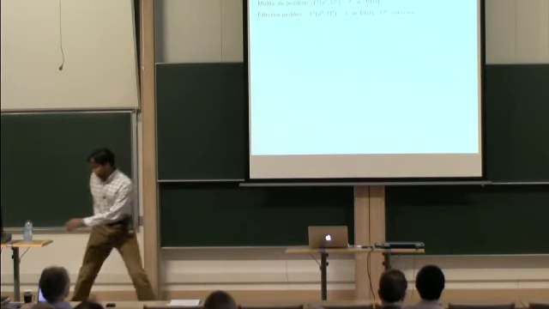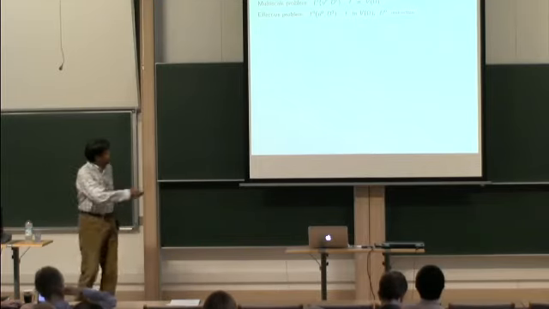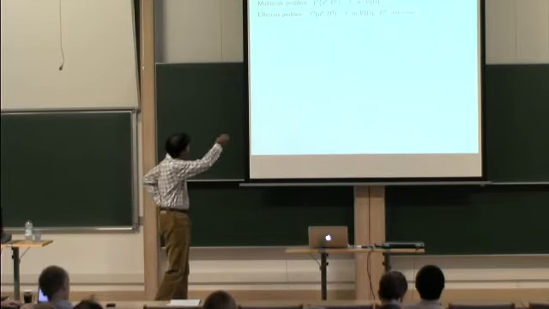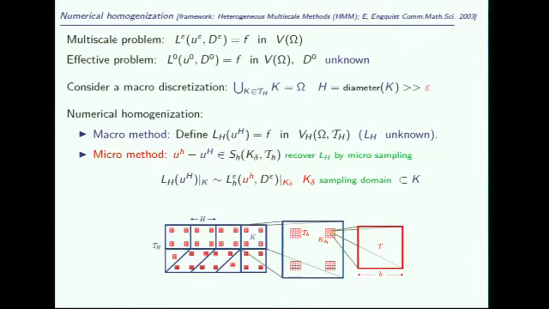So now, a multiscale problem, what we'd like to do. We have again this PDE, which depends on a small scale. We'd like to compute the effective problem, okay? But the effective coefficient D0 is unknown, okay? So what is numerical homogenization about?